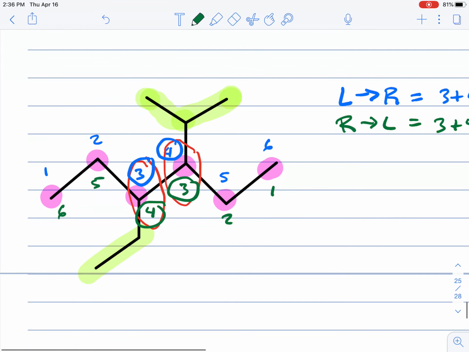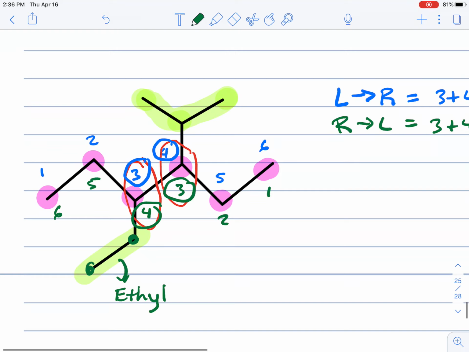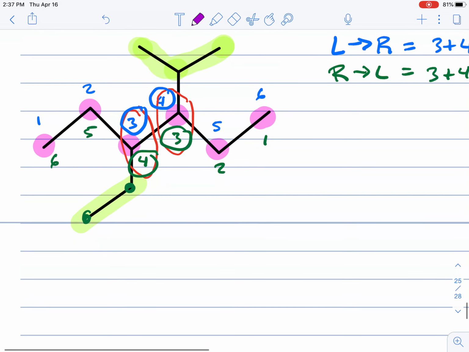Okay, and so let's go ahead and name this. Let's name these two substituents. Let's do the bottom one first. Notice that we have 1 and 2 carbons. So 2 carbons is eth. Since this is a substituent, this is ethyl. Maybe I need to do this in a different color, just so the numbering's not confused. I'm running out of colors. And so 2 carbons, that's eth, or ethyl.